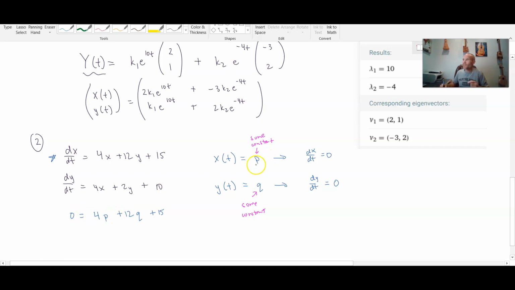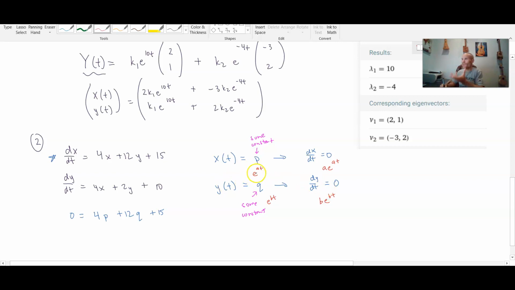If I had picked some other function other than a constant, for example, if I guess this to be an exponential, let me entertain that for just a moment. Let's just say I guess this to be e to the at. Well, then its derivative would be a e to the at. And maybe I do the same thing here, e to the bt, and so here I would have b e to the bt as the derivative.